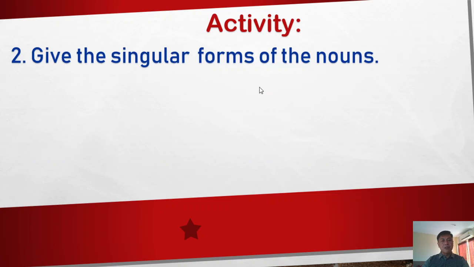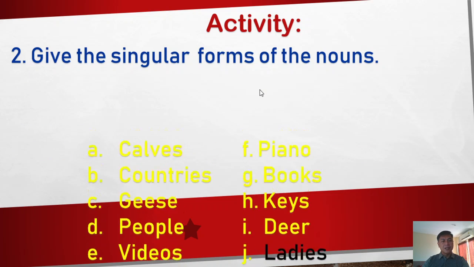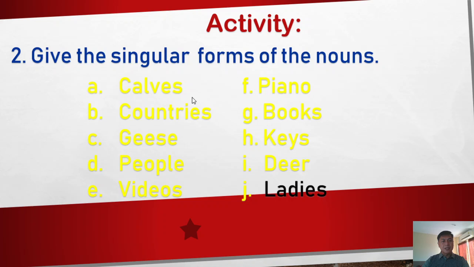Number two, give the singular forms of the following nouns. Calves, countries, geese, people, videos, piano, books, keys, there, and ladies. If you are going to copy these, just pause the video, copy, and then write your answers in your book. Okay, that's all, class, for today.